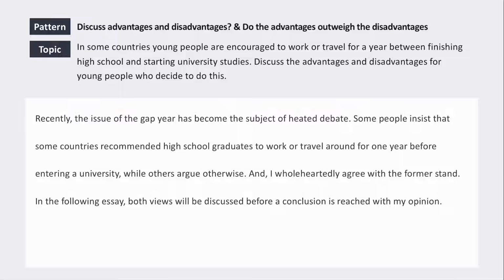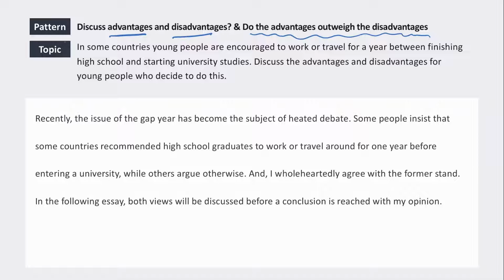Okay, so we're looking at IELTS Task 2. The pattern is discuss the advantages and disadvantages. Do the advantages outweigh the disadvantages? So you're looking to discuss the pros and cons, the positives and the negatives, and then come to some kind of judgment. Are the positives stronger than the negatives? Are there more positives than the negatives?